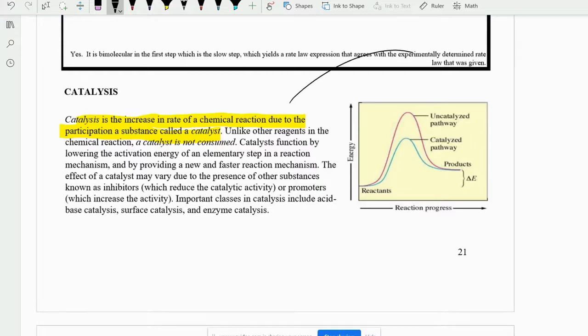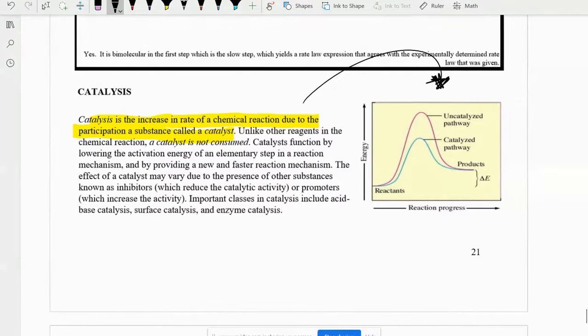Okay, and you can see here that this graph, this energy graph, indicates that. You can see the catalyzed pathway in blue here, the activation energy required or needed for the reaction to proceed is lowered. So the energy required to proceed with the reaction is lowered in the presence of a catalyst. So remember, the effect of a catalyst can vary due to the presence of other substances. Now, when you get into higher level science, you'll learn about something called inhibitors. You might even learn about something called promoters. And these are things that can work in conjunction with catalysts to either slow reactions or even increase them more.